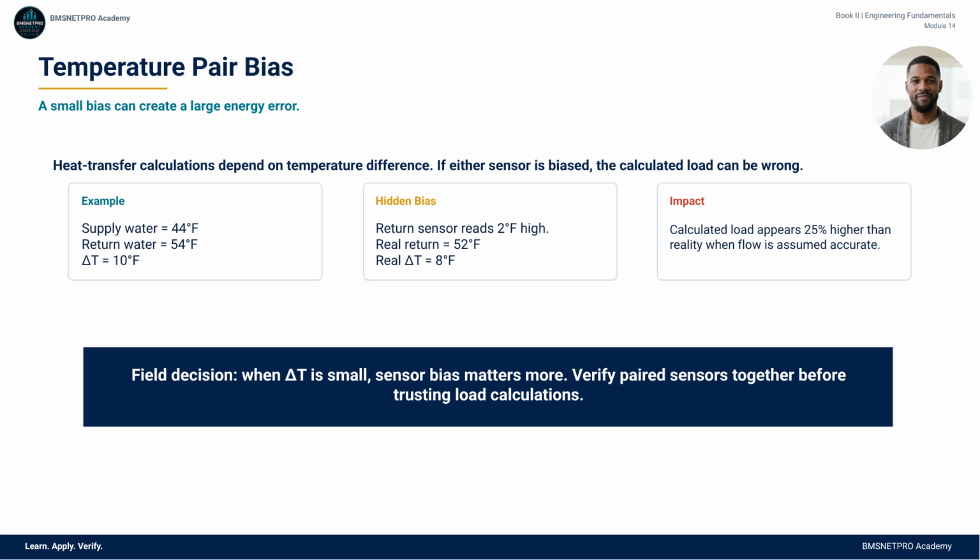Temperature pairs are used everywhere in BAS diagnostics: supply and return water, entering and leaving air, mixed and outdoor air, and coil entering and leaving conditions. The danger is that load calculations depend on the difference between two values. If one sensor is biased by only 1 or 2 degrees, the percentage error can be large when the delta T is small. Before making decisions from calculated load, verify the sensor pair together under the same conditions. The question is not only whether each sensor is good by itself, but whether the pair is good enough for the calculation.